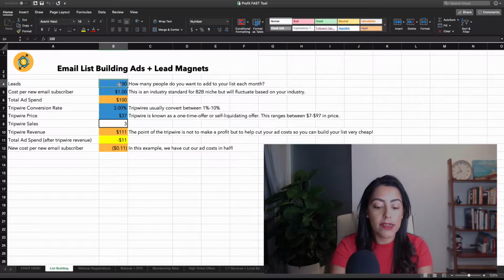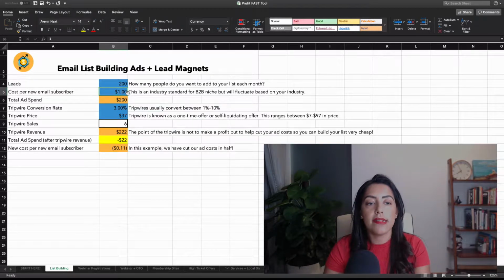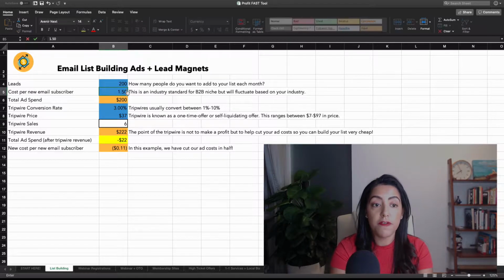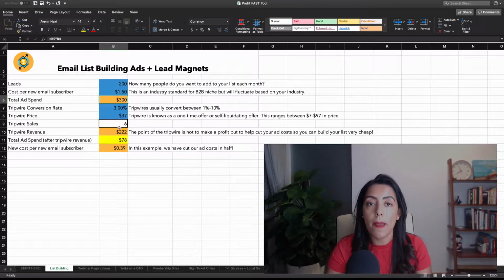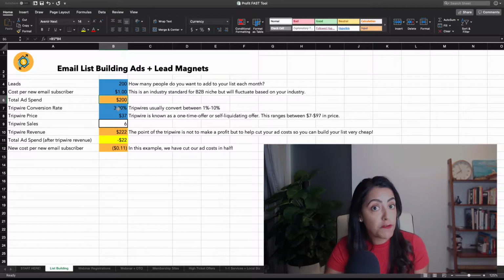So, if you want to get 200 leads, and let's say that you're running Facebook ads and you're getting them for $1.50, then just go ahead and plug in your numbers, and you'll see the orange and the white boxes spit out the results. So in this case, if you wanted to get 200 leads a month, and again, let's say you're getting them for $1 a lead, and you're spending $200, and you want to cut the costs of your ads so that you can literally run your ads for free, right?